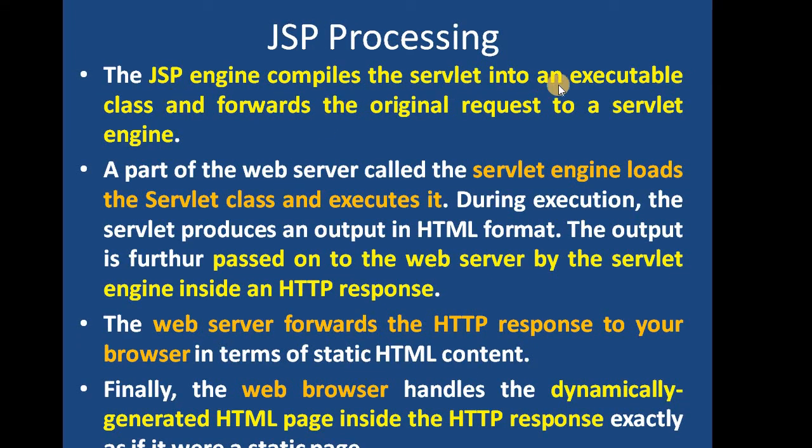The JSP engine compiles the servlet into an executable class, and the original request is forwarded to a servlet engine. A part of the web server called the servlet engine loads the servlet class and then executes it. During the execution, the servlet produces an output in HTML format, because the final results are rendered into HTML which we see as a web page on our browser. The output is further passed on to the web server by the servlet engine inside an HTTP response. The web server forwards the HTTP response to the client's browser that requested the service, in the form of static HTML content.